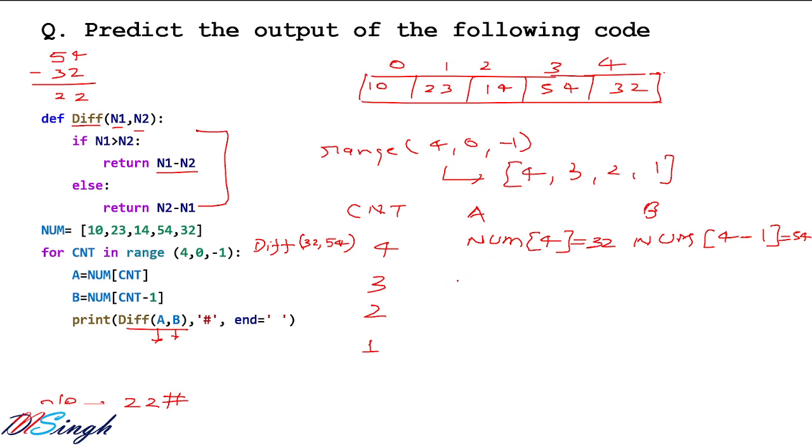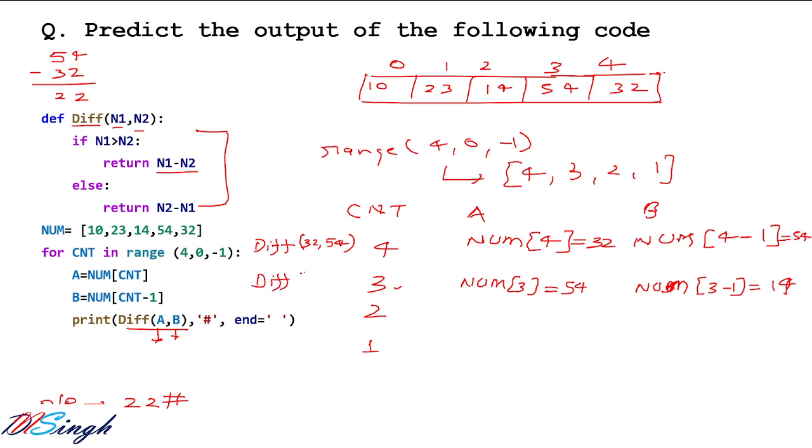For the next iteration, what is the CNT value? That is 3. So num of 3, what is the value at index 3? That is 54. And for value b, num of 3 minus 1, what is at index 2? That is 14. So here you have 14.